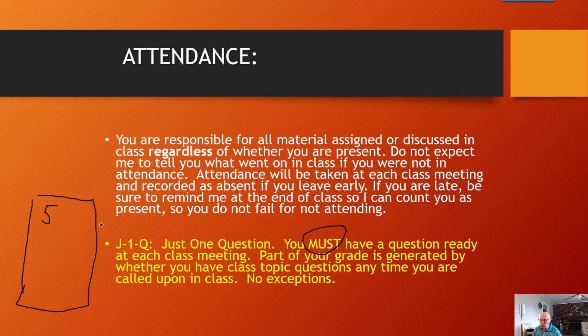If I call on you and you don't have a question, you lose one of those 5 points. You don't want to lose one of those 5 points. Only 2 people last semester ever lost a point. Don't be one of those. Have at least one question when you come to class. It can be our class topic or anything that has to do with math, actually. And there are no exceptions. You must have a question. If you have a question about J1Q, bring it to class today or on Monday, and I'll try to clear it up if I haven't already.